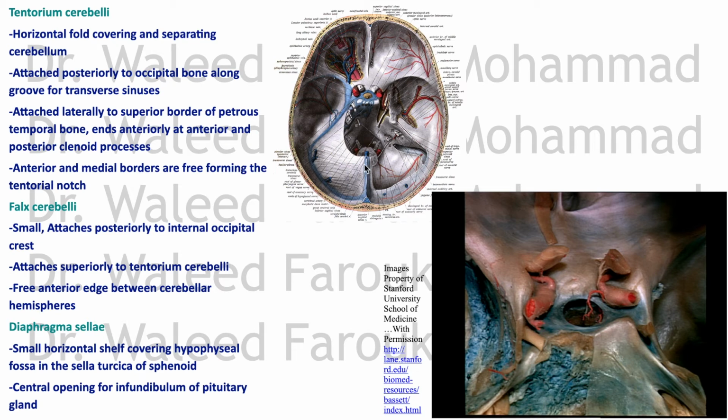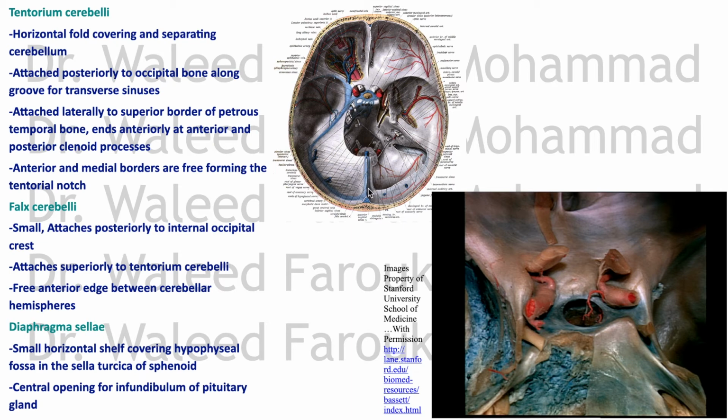The outer margin is attached to the inside of the occipital bone along the course of the transverse sinus, okay, and laterally attached to the petrous part of the temporal bone, and goes with it to the anterior and posterior clinoid processes. It has an anterior free border, as you can see here. With the other border, they form the tentorial notch through which the brain stem goes down. Okay? This is the tentorium cerebelli. Remember the tentorial notch and that it has a free border.